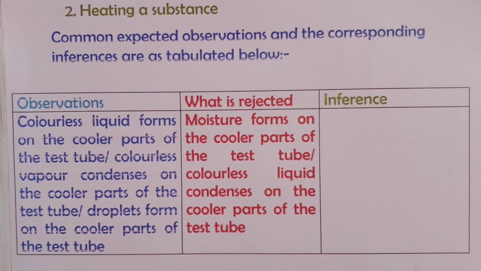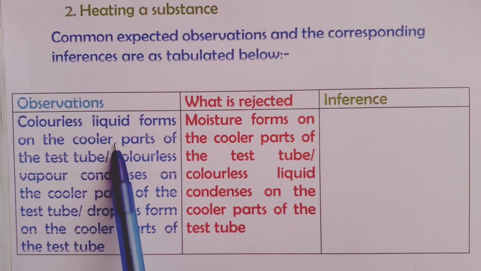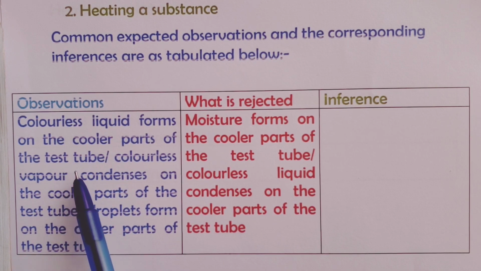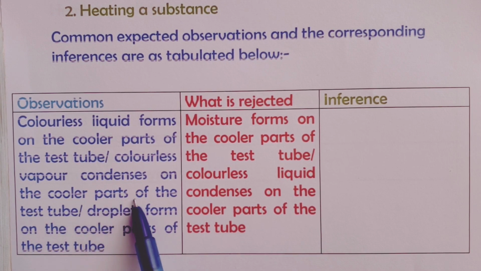So number 1, a candidate may observe a colorless liquid forming on the cooler parts of the test tube. This observation may be replaced by colorless vapor condenses on the cooler parts of the test tube, or droplets form on the cooler parts of the test tube. These are the only 3 acceptable observations that a candidate can make.